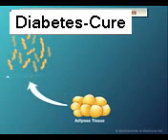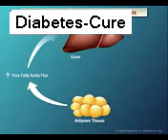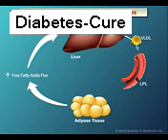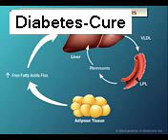The free fatty acids released by adipose tissue become elevated in the bloodstream. These free fatty acids are then taken up by the liver, resulting in a vicious cycle.